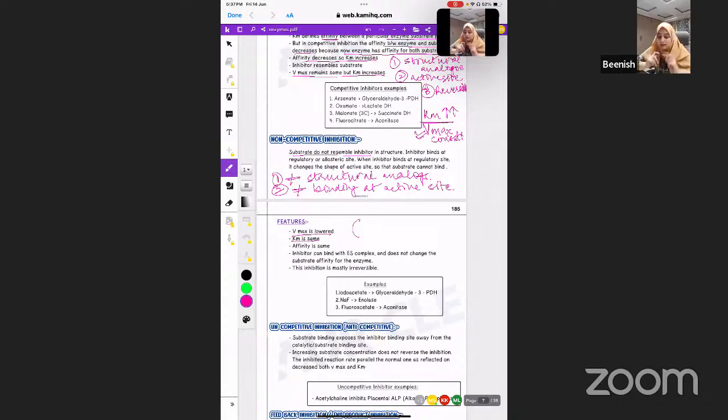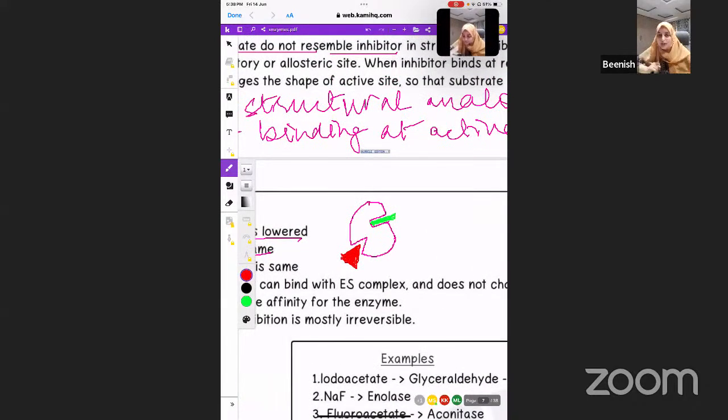So why is the Km going to remain the same? For example, let's say this is the enzyme and this is the substrate. The substrate is binding at the active site, and this is the inhibitor. So from this diagram that I have drawn, you can see the inhibitor.